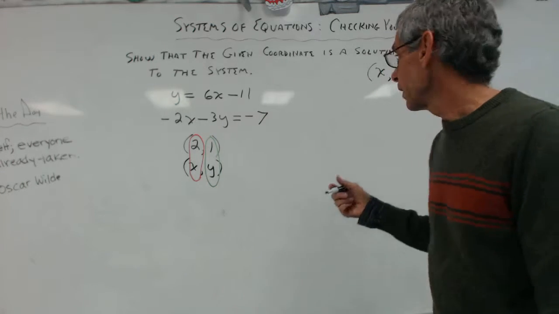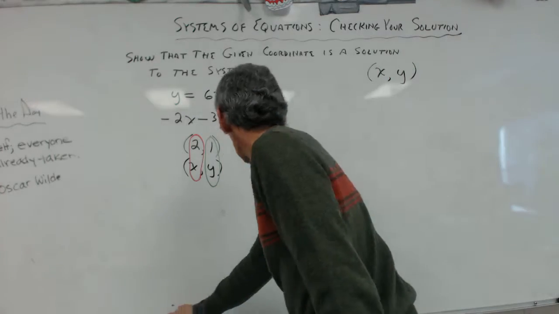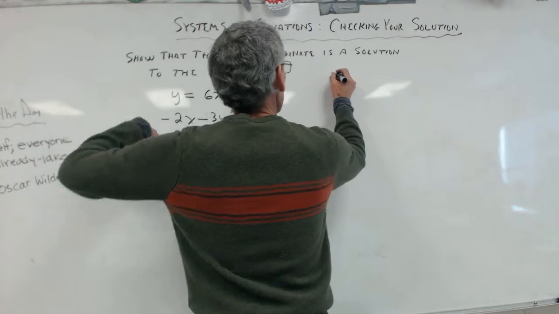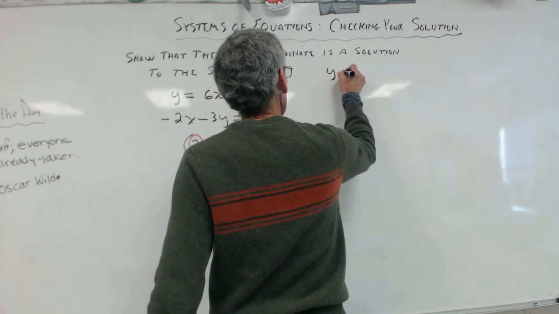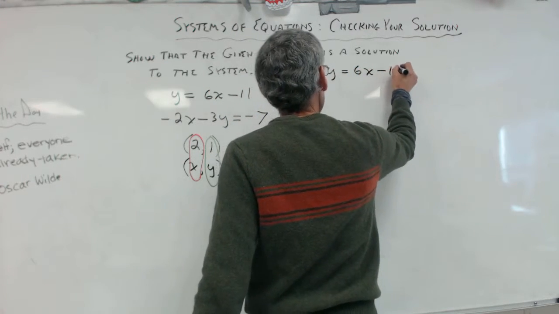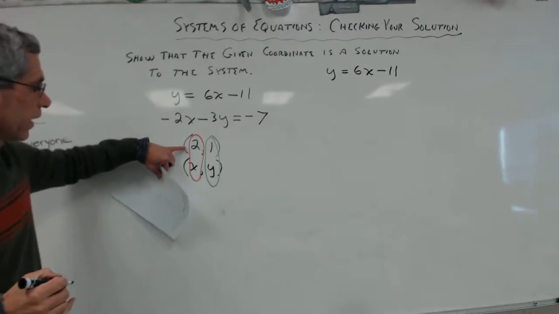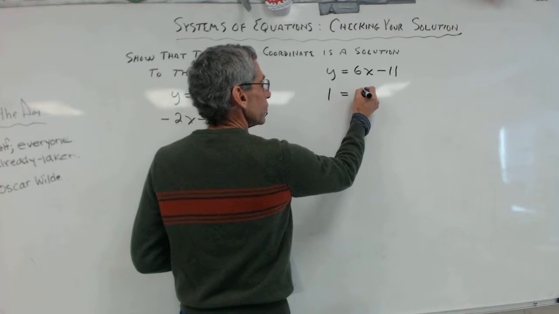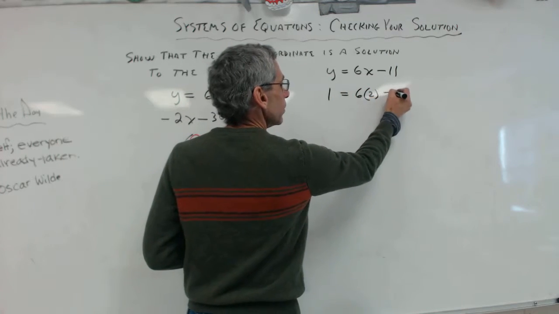Now let's try it. Let's actually do it. I'm going to erase this and rewrite the equation over here: y equals 6x minus 11. I know x is 2 and y is 1. So y, which is 1, equals 6 times 2 minus 11.